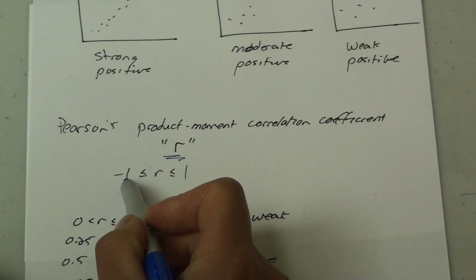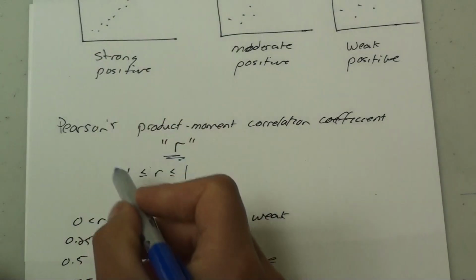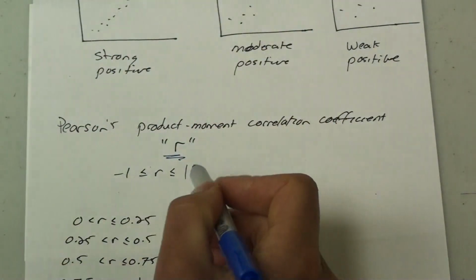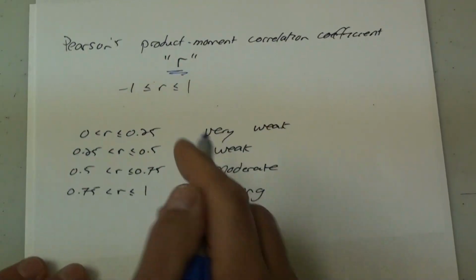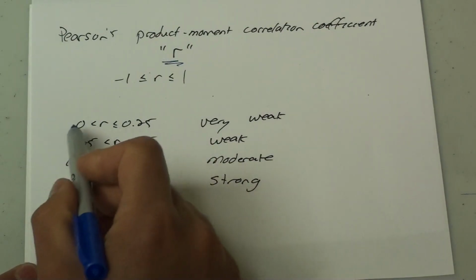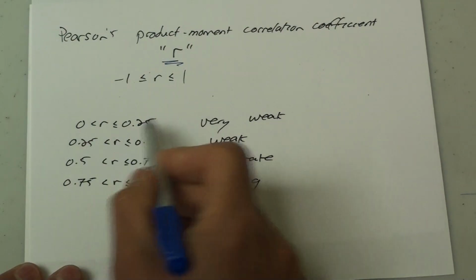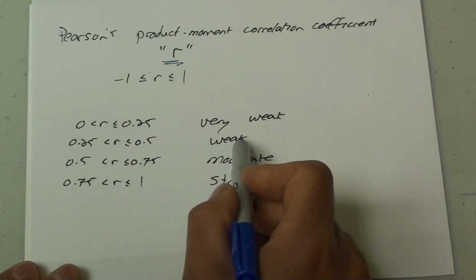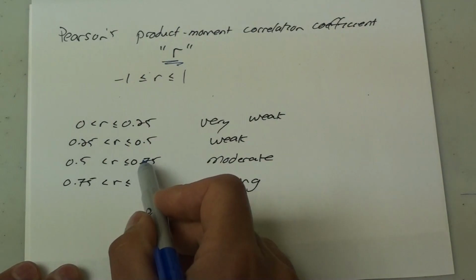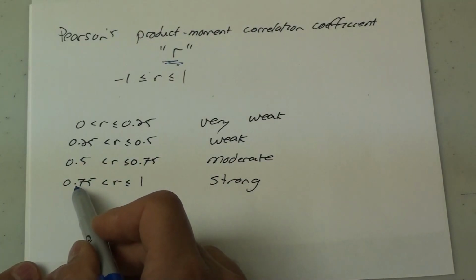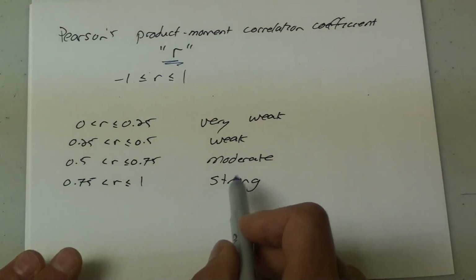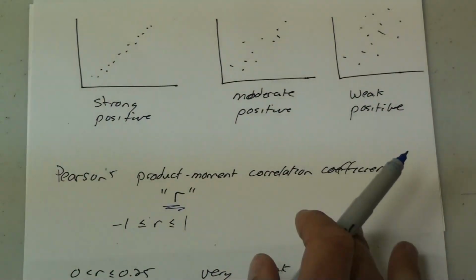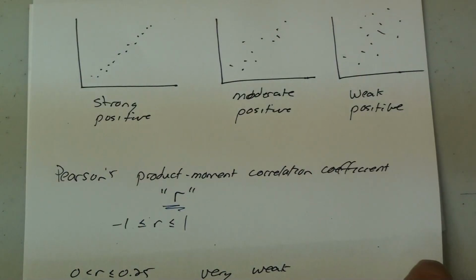-1 being a perfectly negative relationship, linear negative, and a perfect positive straight line will give me +1. And if your R value is between 0.0 and a quarter, 0.25, it's considered a very weak relationship. 0.25 and 0.5 is considered weak. Moderate is from 0.5 to 0.75, and anything bigger than 0.75 is considered a strong relationship. Okay, so we actually have a way of telling how strong the relationships are.